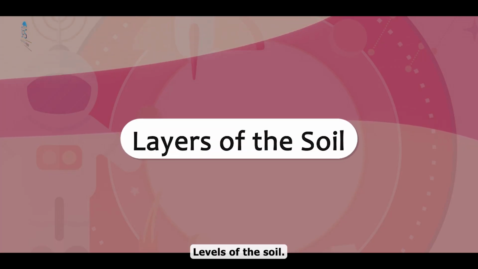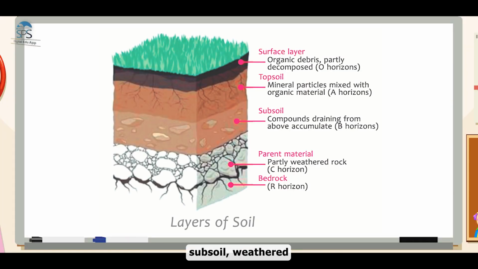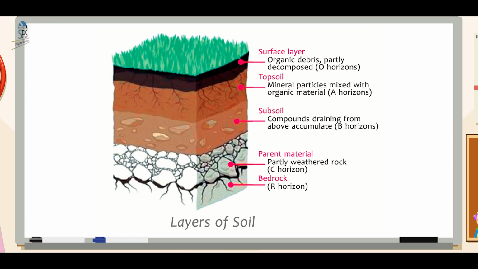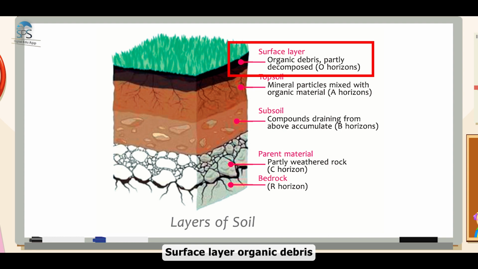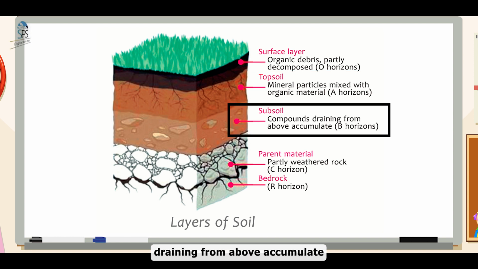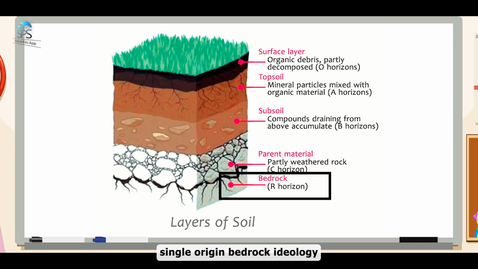Layers of the soil. Soil has many layers. These layers are named as topsoil, subsoil, weathered rock fragments and bedrock. Surface layer, organic debris, partly decomposed, O horizons. Topsoil, mineral particles mixed with organic materials, A horizons. Subsoil, compounds draining from above accumulate, B horizons. Parent material, partly weathered rock, C horizon. Bedrock, R horizon.